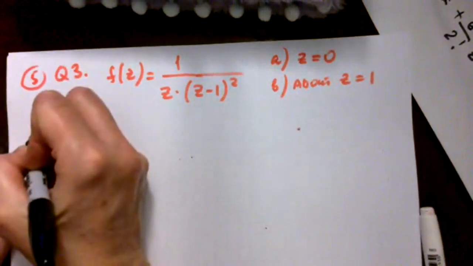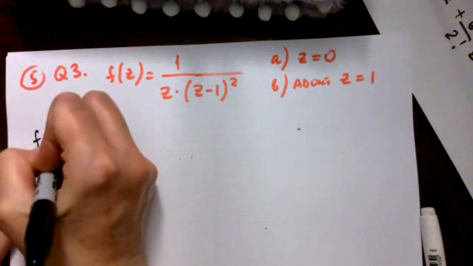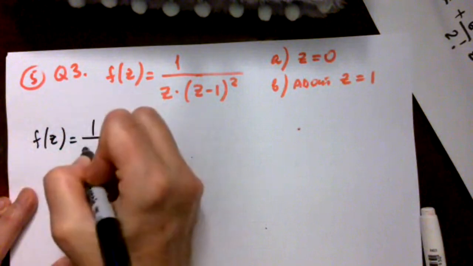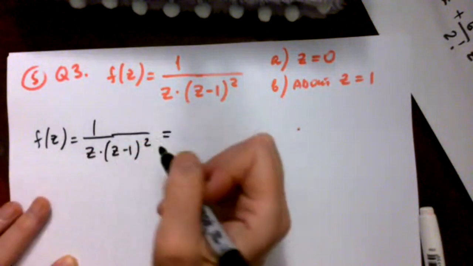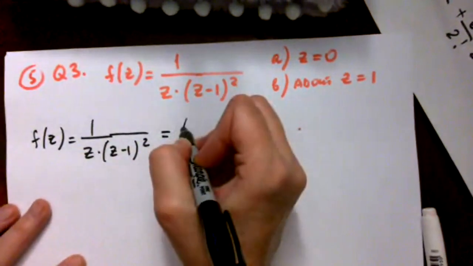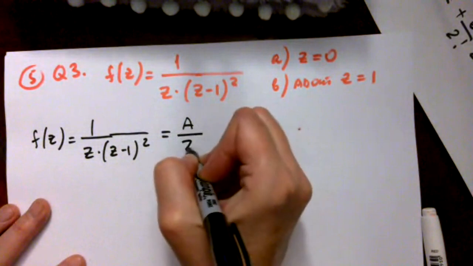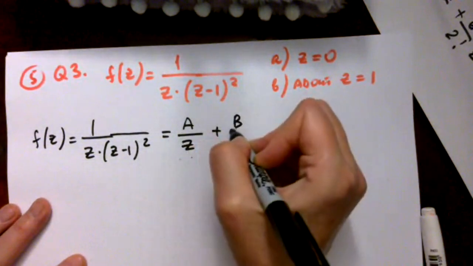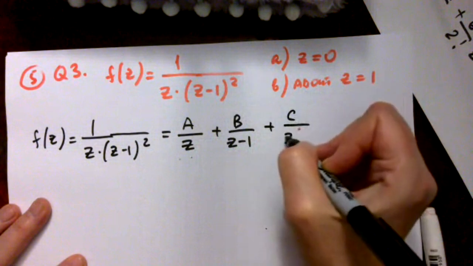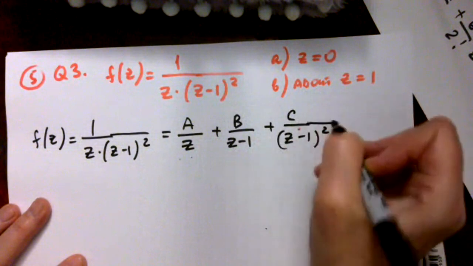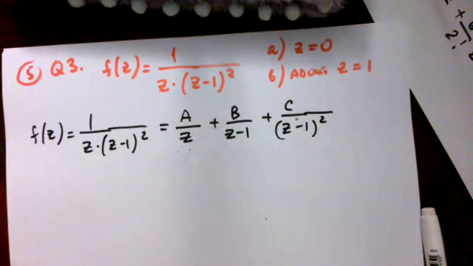First of all, how to prepare your function. So your function looks like a very fancy fraction, and we need to present it as a sum of easier fractions. So this sum should go like this: a divided by z plus b divided by z minus 1 plus c divided by z minus 1 squared. That's how it should look.